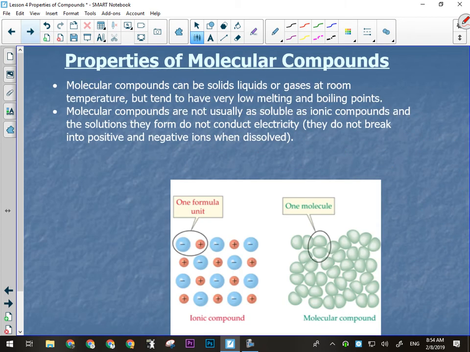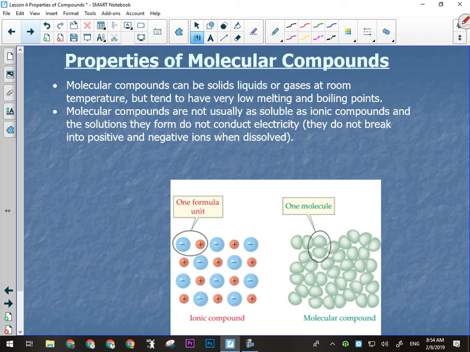Now, molecular compounds. Molecular compounds can be solids, liquids, or gases at room temperature. They could be crystalline solids. They can really be anything because they have lower melting points. Something like butter, for example, is a molecular compound. It has a low melting point. You put it in your hand, it'll melt. Same with coconut oil.